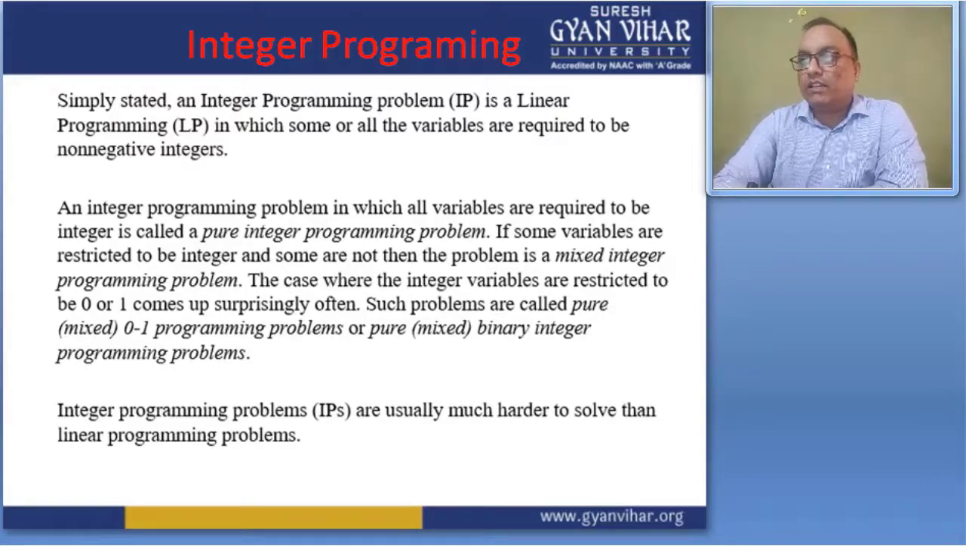Here the integers are used as 0 or 1, in which the unknowns are binary and only the restrictions must be satisfied, right? And if some variables are restricted to be integer and some are not, then the problem is a mixed integer programming problem.